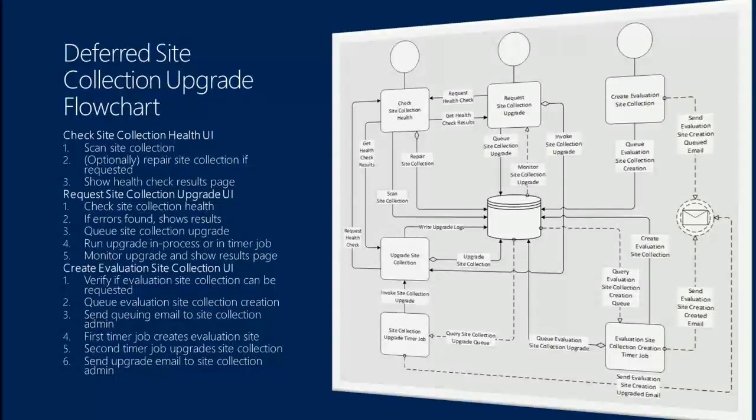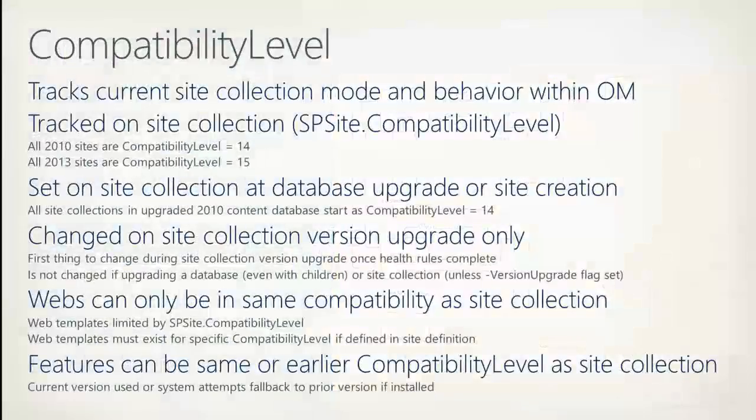Now, as I said, there's many pieces going on here, a lot of moving parts. But one of the pieces that you need to start with in understanding deferred site collection upgrade is the compatibility level. If you did any work with visual upgrade in the last release, you remember there was the UI version. UI version could be 4, or UI version could be 3.